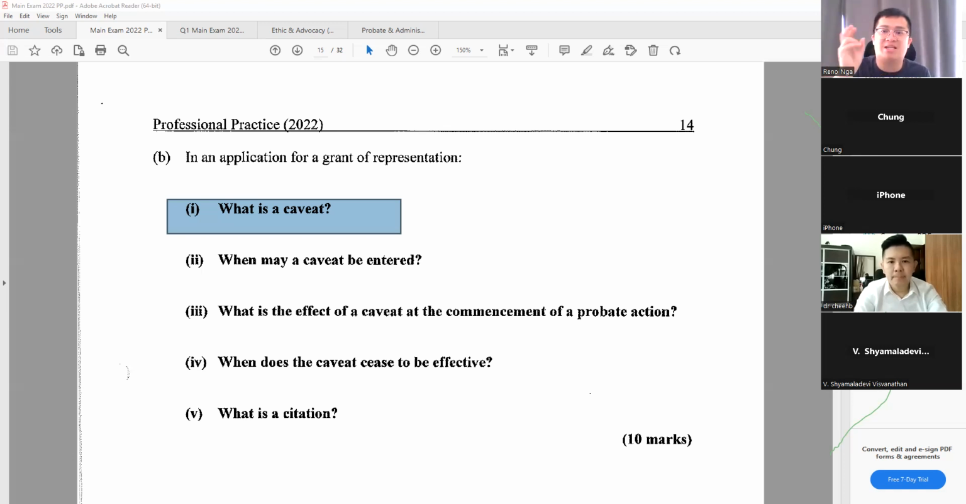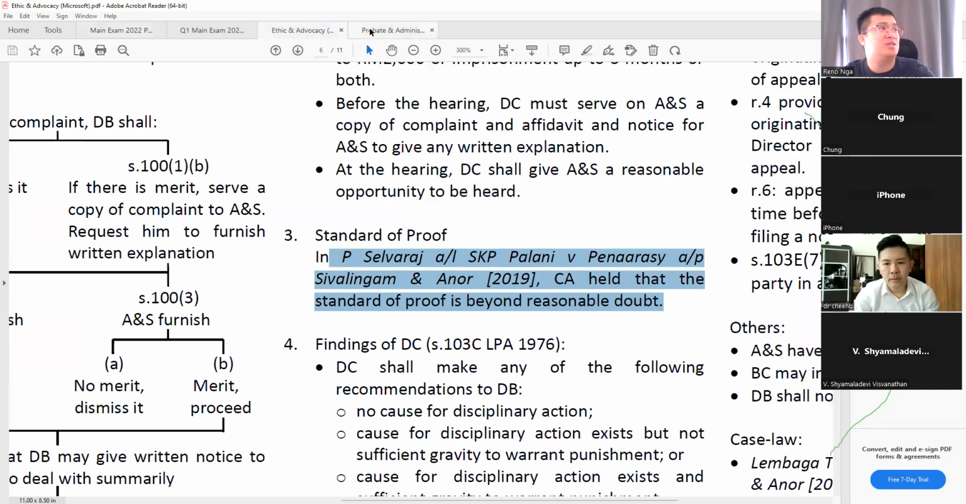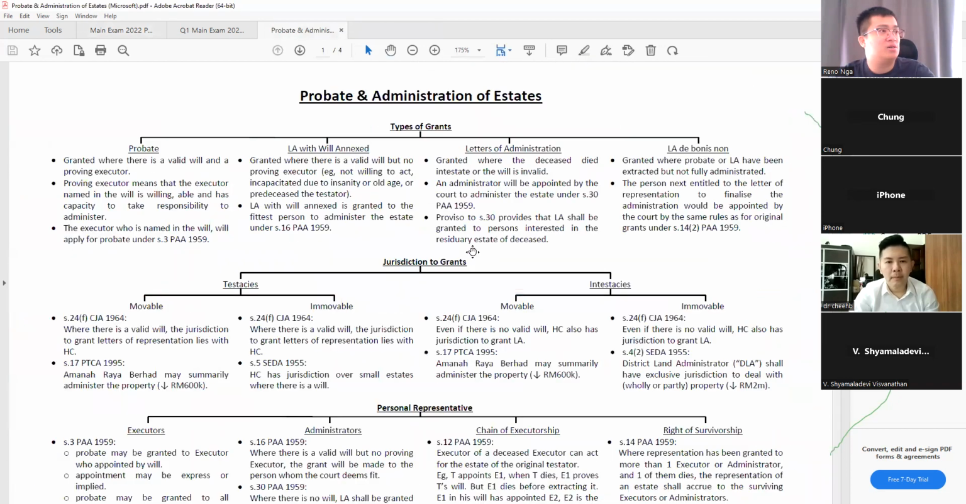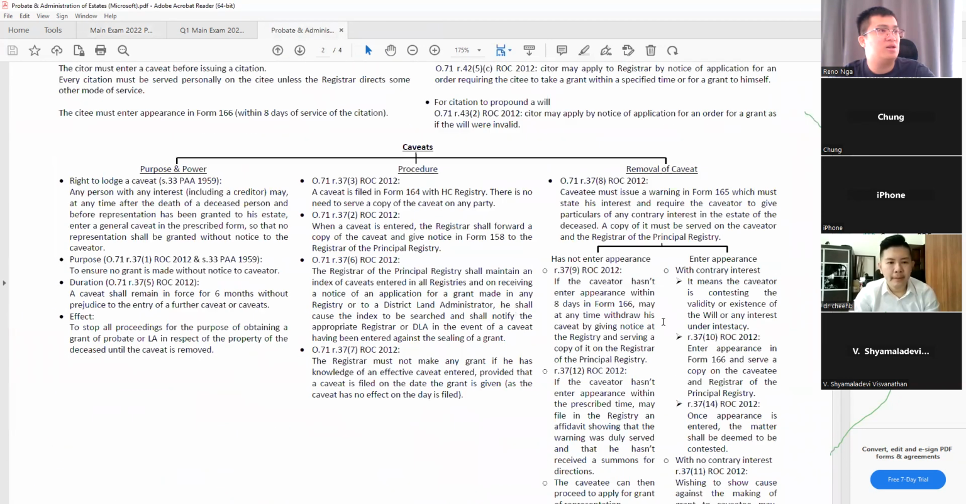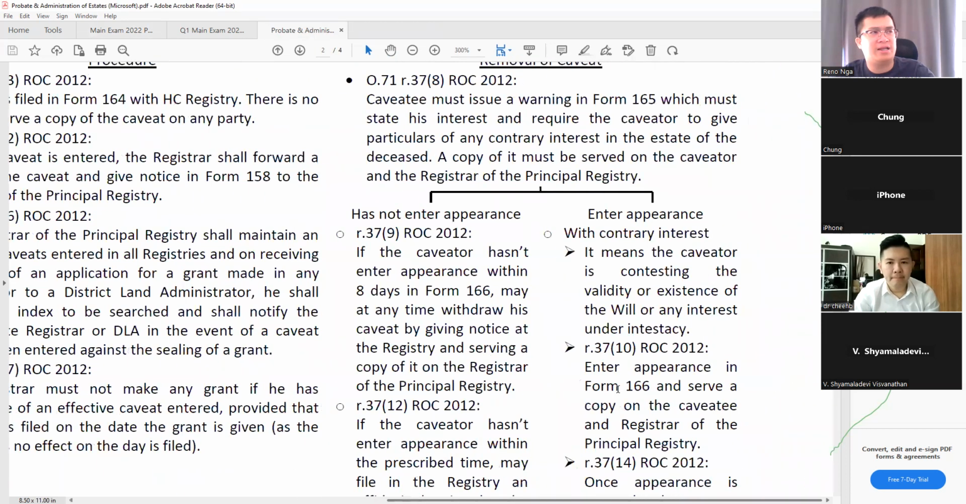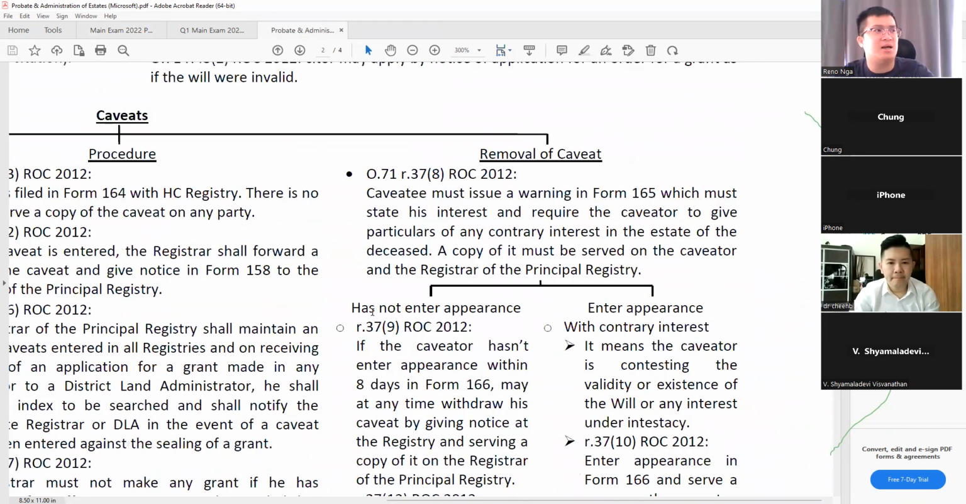So the caveat is like a lock, they're blocking it. So it becomes you cannot get the probate or LA unless you apply for removal or you settle with the person. So the removal, I don't know if you guys are familiar or not, but basically it's a rule of court. I think you can just memorize it.